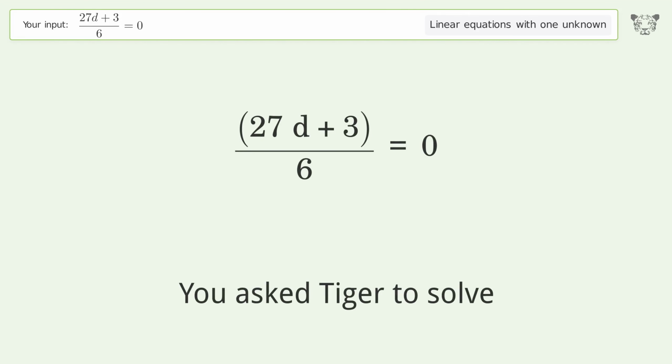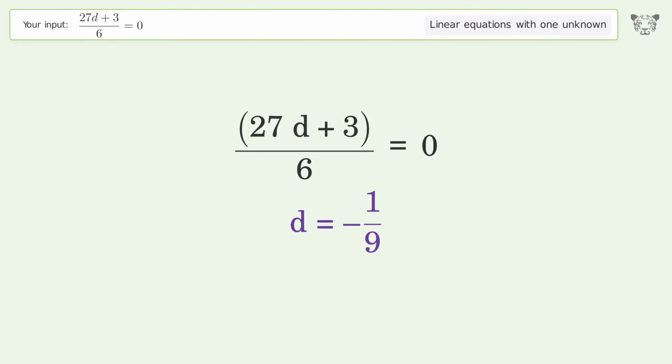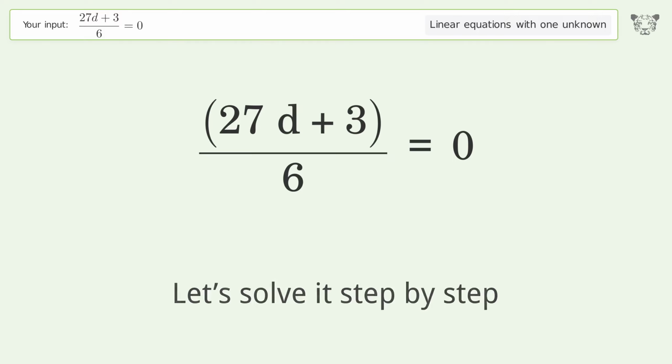You ask Tiger to solve. This deals with linear equations with one unknown. The final result is d equals -1/9. Let's solve it step by step.